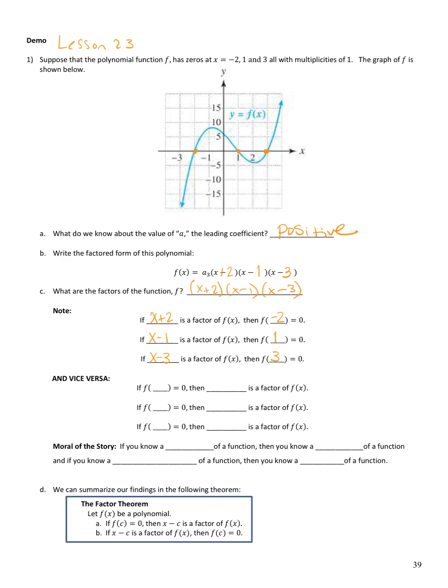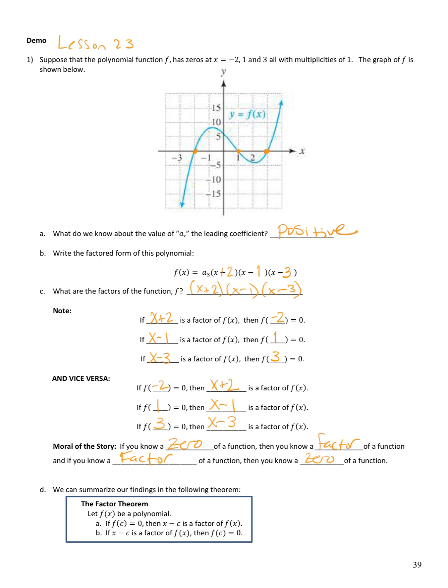And vice versa. If you know f of -2 is 0, then we know x plus 2 is a factor. If you know f of 1 equals 0, you know x minus 1 is a factor. And if you know f of 3 is 0, then x minus 3 has to be a factor. So the moral of the story is, if you know a 0 of a function, then you know a factor of a function. And if you know a factor, you know a 0.